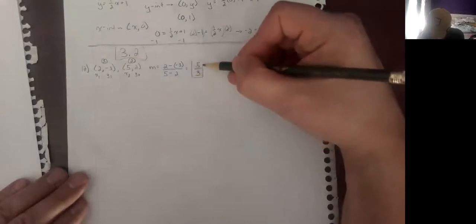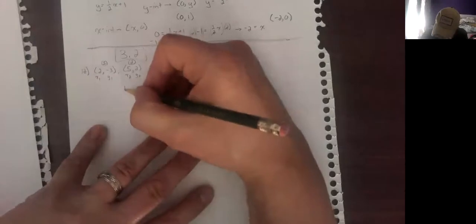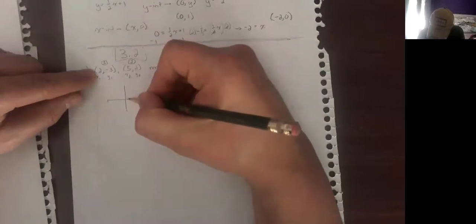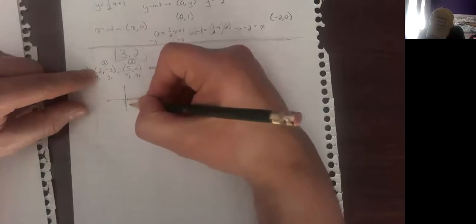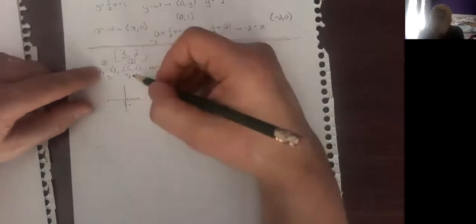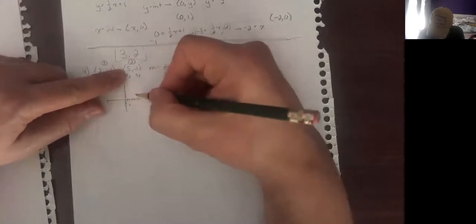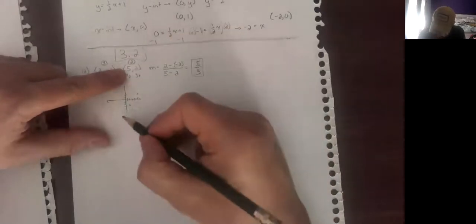They want us to end up plotting this. I'm just going to do it real fast. We would say when x is 2, so I'm going 1, 2, 3, 4, 5. When x is 2, y is negative 3. 1, 2, 3. There's that point. When x is 5, y is 2. 1, 2. There's that point.